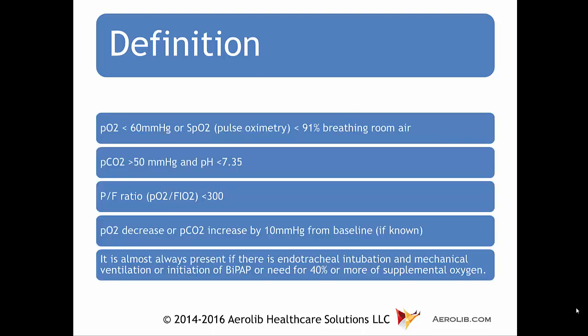Let's go on to a more objective definition of acute respiratory failure. A PO2 less than 60 mm mercury or SpO2 less than 91% on breathing room air indicates acute respiratory failure. Now, mention is made of breathing room air because this definition cannot be used for a patient who has chronic obstructive pulmonary disease and is on supplemental oxygen on a chronic basis.